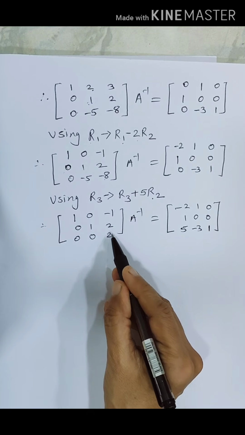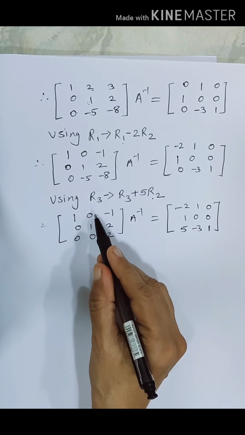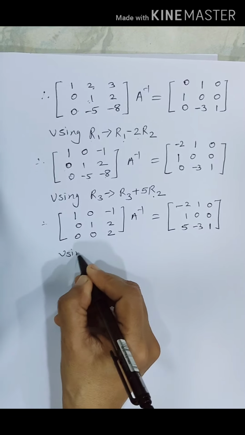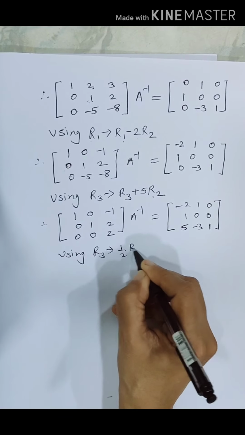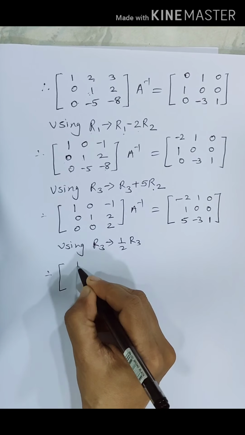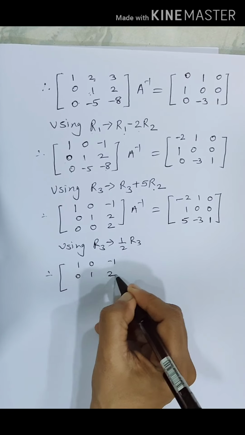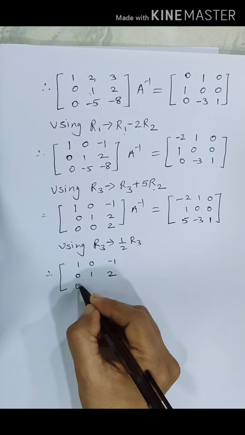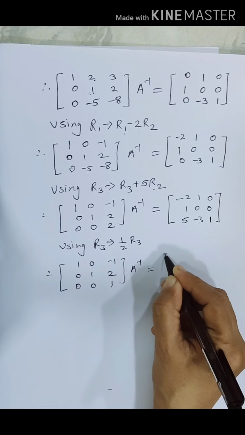Now, we want to have 1 here. We are following those steps, right? 1 0 0 we got, 0 1 0 got. Now 1 here we want to get. So our next operation will be R3 changes to half R3. So using this operation, what we get? First row same, second row there is no change. Third row we are multiplying by half. So 0 0 1.